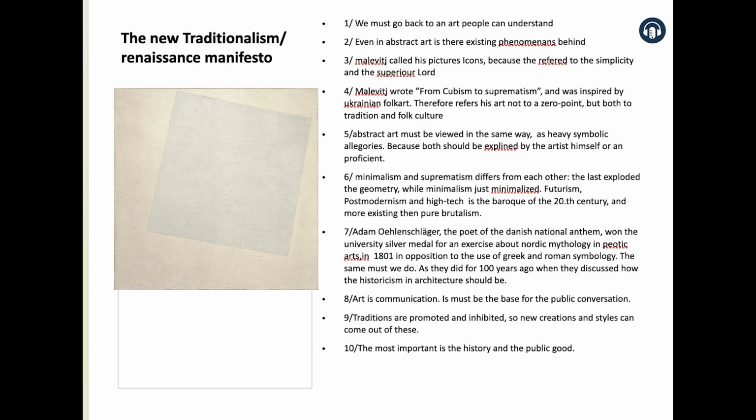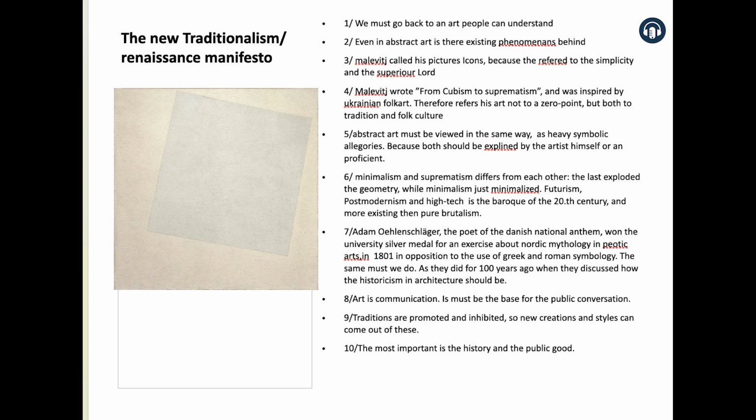Minimalism and Suprematism differ from each other. The latter exploded the geometry, while minimalism just minimalized it. Futurism, postmodernism, and high-tech is the baroque of the 20th century, and more exciting than pure brutalism. Adam Oehlenschläger, the poet of the Danish national anthem, won the University Silver Medal for an exercise about Nordic mythology in poetic arts in 1801. In opposition to the use of Greek and Roman symbology, the same must we do as they did 100 years ago, when they discussed how historicism in art should be.